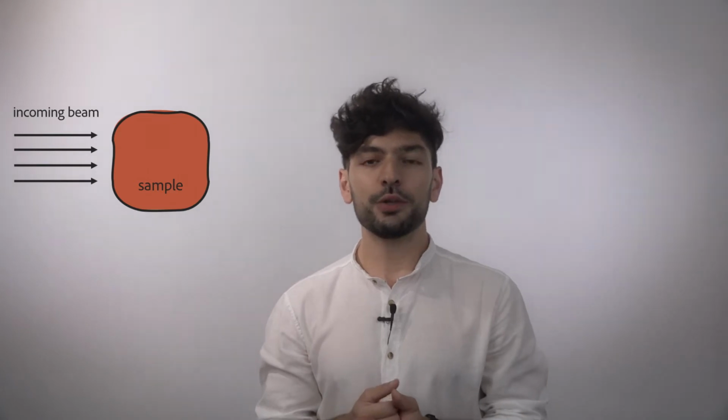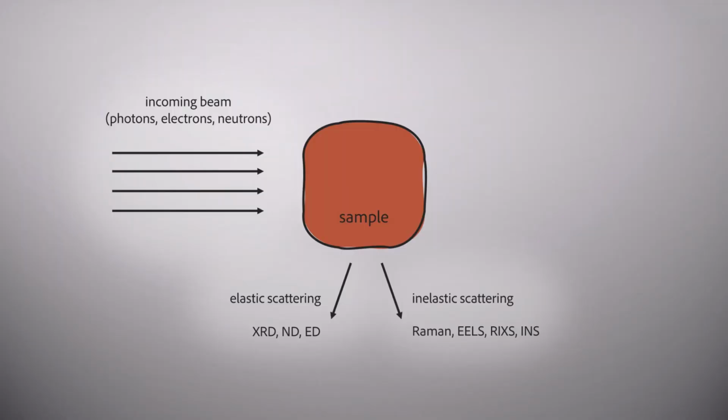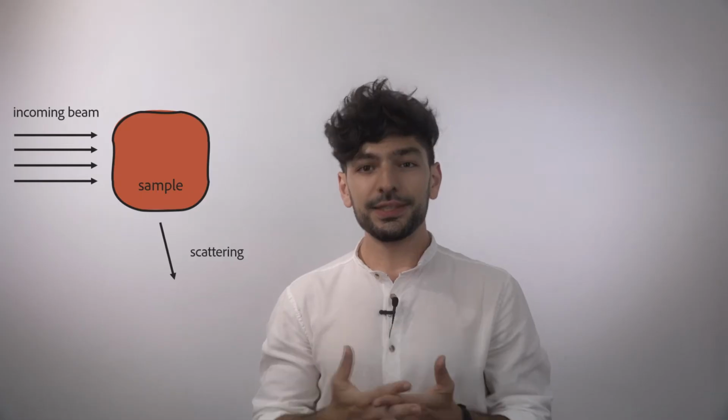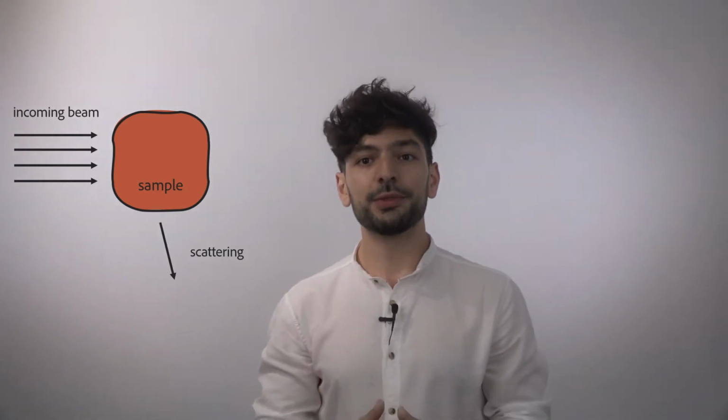Well, one of the possible results is scattering. The scattering can be elastic or inelastic. A very popular case of elastic scattering is represented by diffraction methods. It can be X-ray diffraction, neutron diffraction, or electron diffraction. Elastic scattering means that the energy of the particle before and after interaction with our sample does not change.